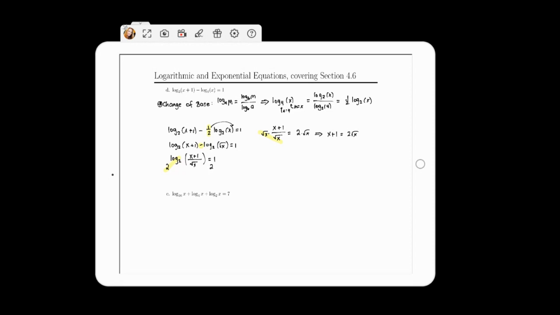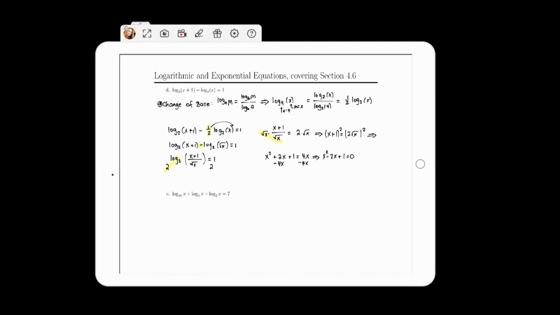To get rid of the square root of x, I would like to square. But if I do something to one side, I must also do it to the other side. So I'm going to FOIL the left side. (x plus 1) squared equals x squared plus 2x plus 1. And (2 times the square root of x) squared equals 4x. Finally, a quadratic equation. Let me put it into standard form by subtracting the linear term 4x from both sides in order to get 0 on one side. I will have x squared minus 2x plus 1 equals 0.